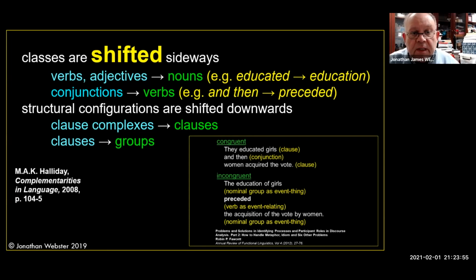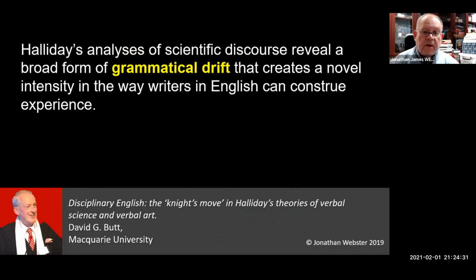And then proceeded. At the same time, there's a shift downward where you have these complex clauses, two clauses together, and they're turned into a simple clause. If you take a look at it, they educated girls, one clause, and then conjunction, women acquired the vote, second clause. But in the incongruent, the metaphorical, it is one clause, one verb. So what Halliday is describing is the language of science. There's been a grammatical drift. It creates a novel intensity in the way writers in English can construe experience.